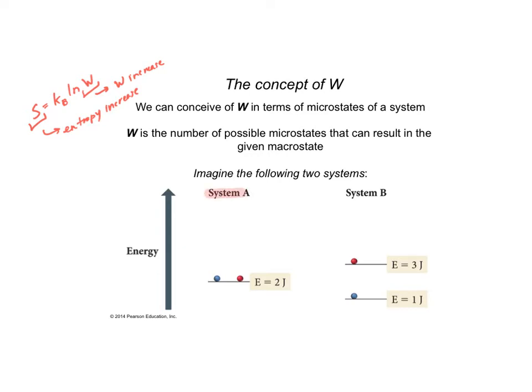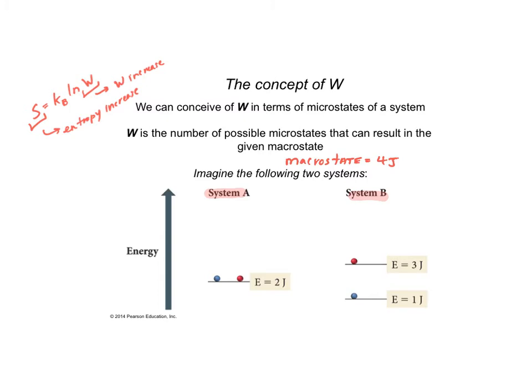So we're going to compare system A to system B in terms of the W's and how that affects the overall entropy of the systems, okay? The macrostate for both of these systems is going to be 4 joules total energy. So both of these systems have the exact same macrostate, and this is total energy of 4 joules, okay?